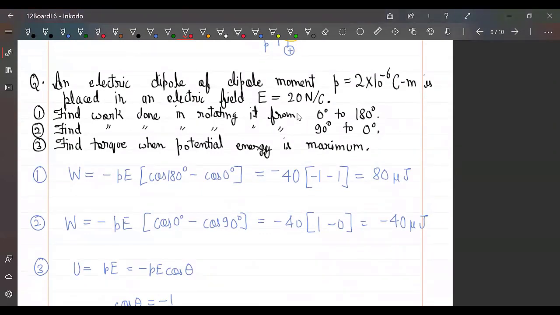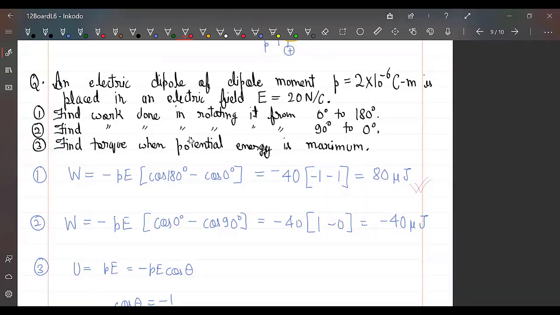an electric field of value this much. Find the work done in rotating it from 0 to 180. So we have the formula minus PE times cos theta 2 minus cos theta 1. Cos 180 is cos theta 2, cos 180 is minus 1, cos 0 is 1, and PE, so P into E, we can put the values, and the final result is coming out to be 80 microjoules.